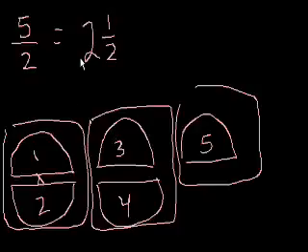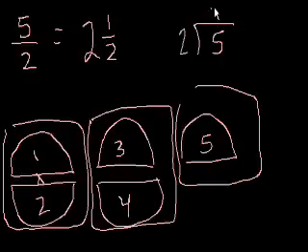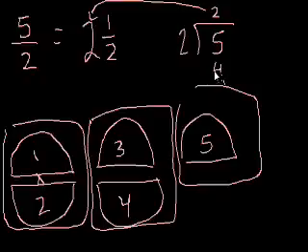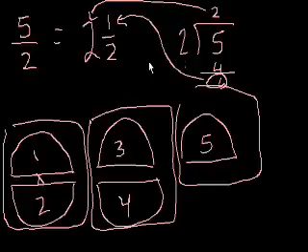And if we wanted to do this the systematic way, we could have said 2 goes into 5. Well, 2 goes into 5 2 times, and that 2 is right here. And then 2 times 2 is 4. 5 minus 4 is 1, so the remainder is 1, and that's what we use here. And of course we keep the denominator the same. So 5 halves equals 2.5.